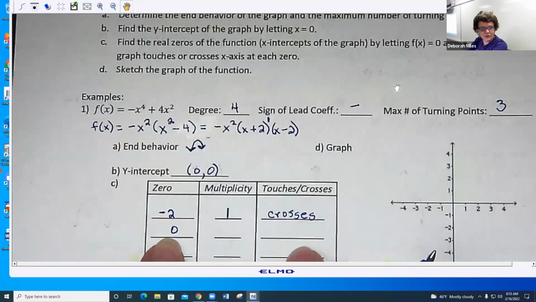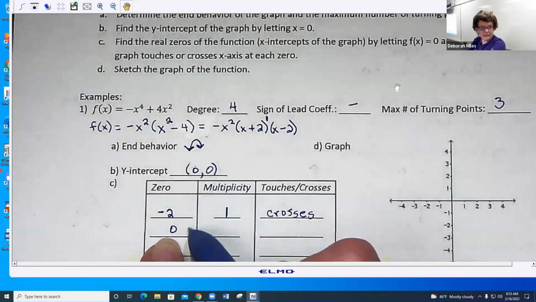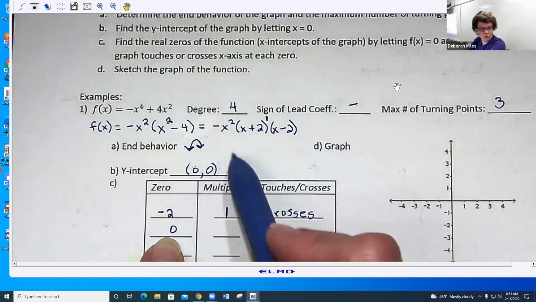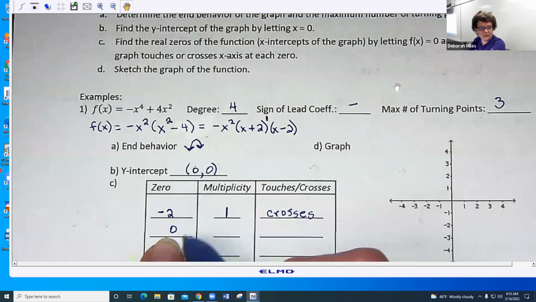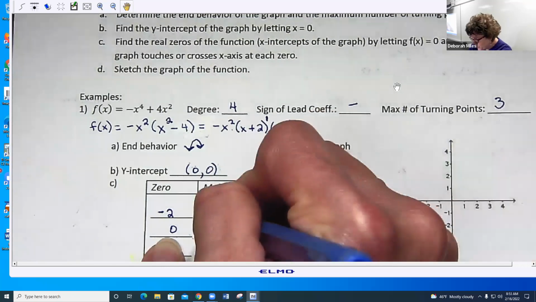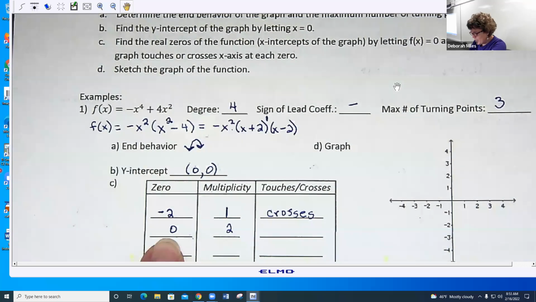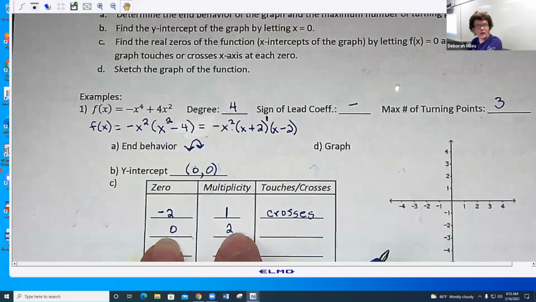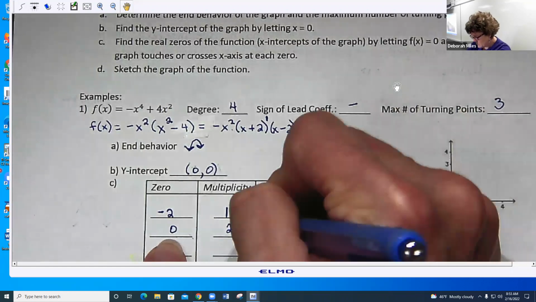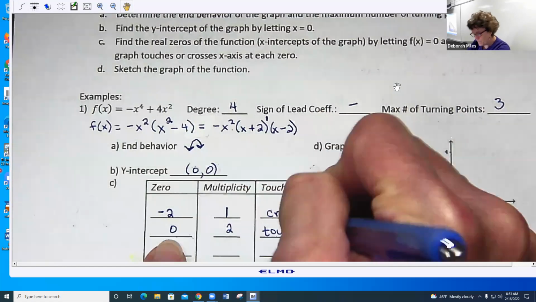Now, which one of our factors gave us 0 as a zero of the polynomial? The x squared did. It's when we set x squared equal to 0 that we got 0. So what's the multiplicity of that zero? The exponent of that factor is 2. And when you have even multiplicity, what does the graph do with that zero? Touches.